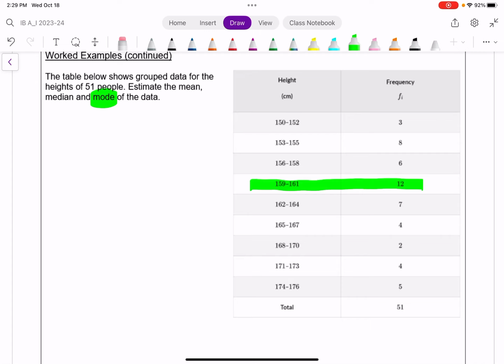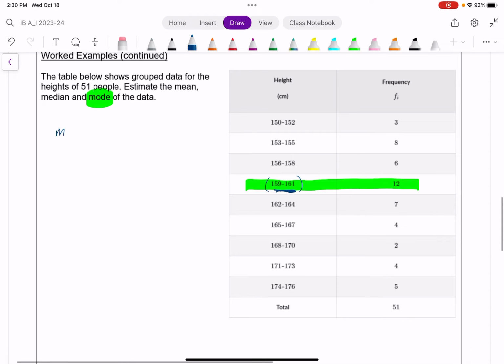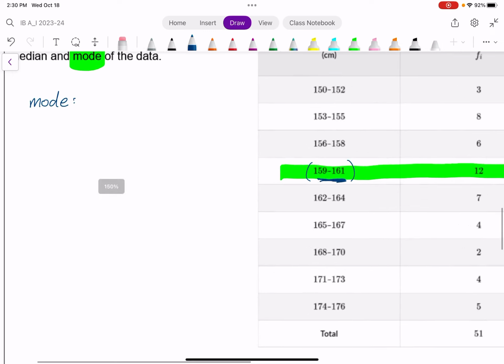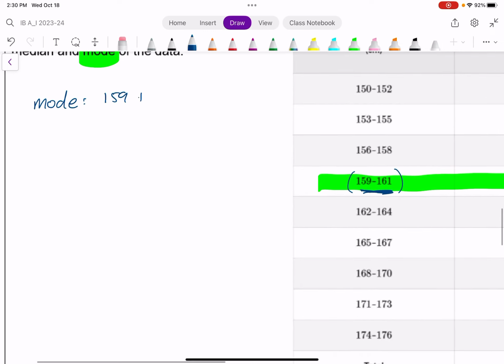Now, well, I could say the modal class. If I ask for the modal class, we would say 159 to 161 centimeters. If I just ask for the mode, I am estimating, because I don't know the individual heights within that class. I know there were 12 people between 159 and 161 centimeters. I don't know what those individual heights were. So if we ask for just the mode, we are estimating, but we pick the midpoint between 159 and 161.